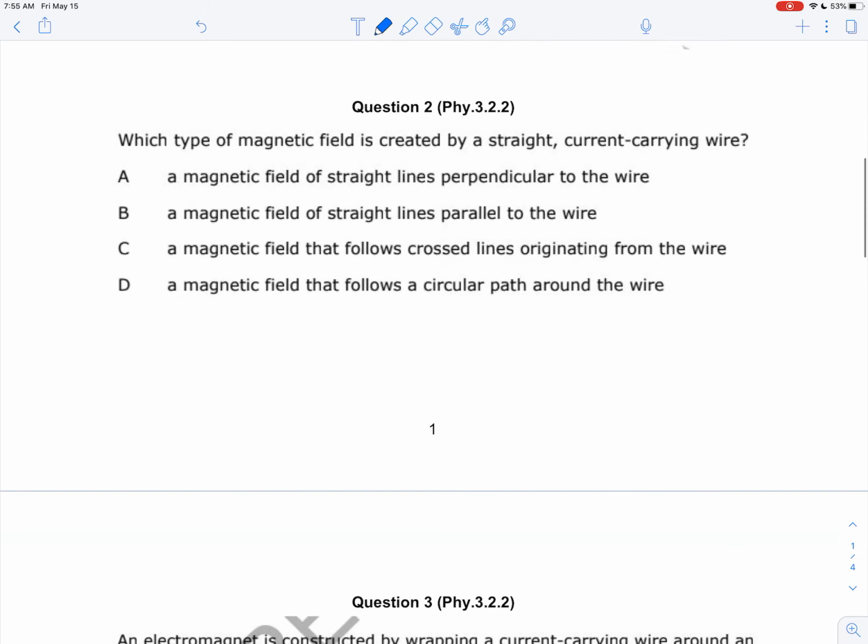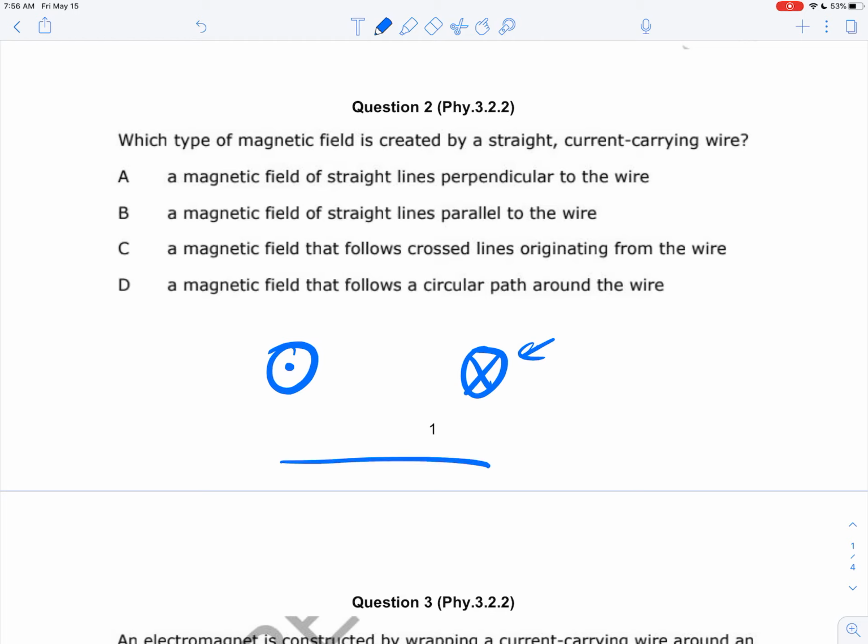Number 2. Which type of magnetic field is created by a straight current carrying wire? So if you have a cross-section of a wire, and I'm looking at the wire, we can say the current is coming towards us that way, or the current is going away from us that way. Those are just two ways of representing it. So this one means the current is going into the page, this one's the current's going out, but that's looking at a wire side on.